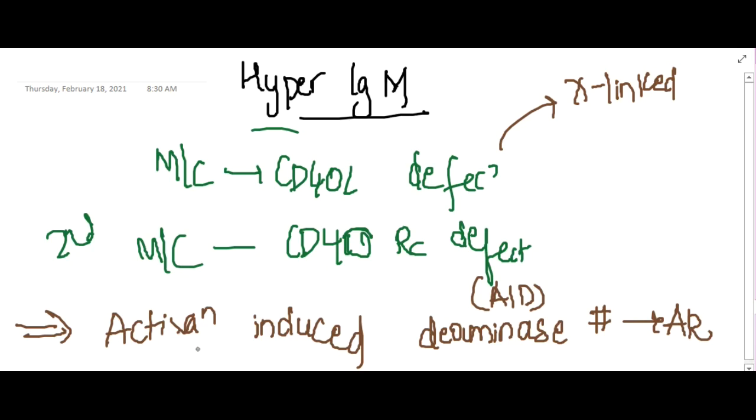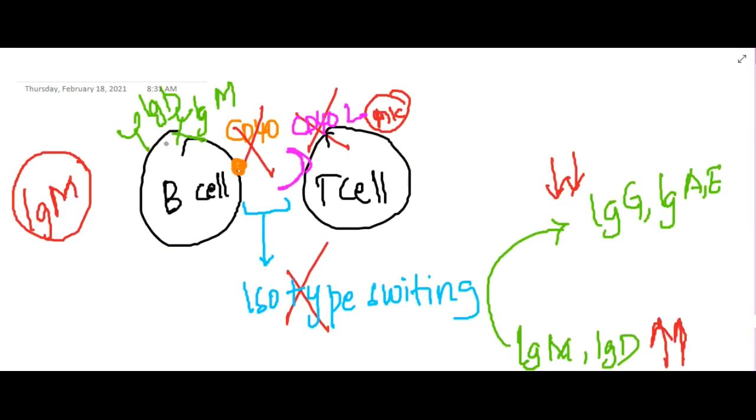It also occurs due to the activation induced deaminase enzyme defect. If there is activation induced deaminase enzyme defect, this results in an autosomal recessive condition. So now if you see, this is the B cell, this is the T cell. On the B cell we have CD40 ligand and CD40 only, and on the T cell we have CD40 ligand.